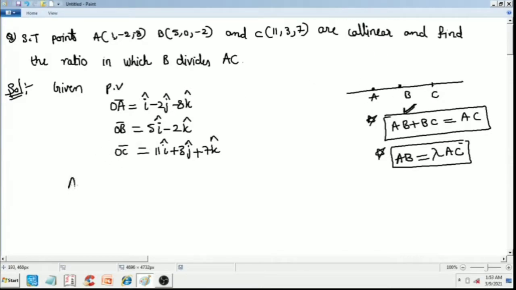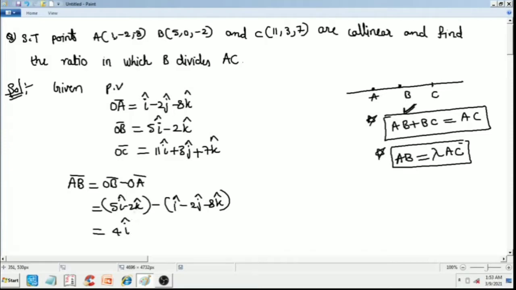Okay, AB can be written as OB minus OA. OB is 5i minus 2k, minus OA, which is i minus 2j minus 8k. So 5 minus 1 is 4i, minus into minus is plus, so 2j, and minus 2 plus 8 is plus 6k. This is the AB vector.